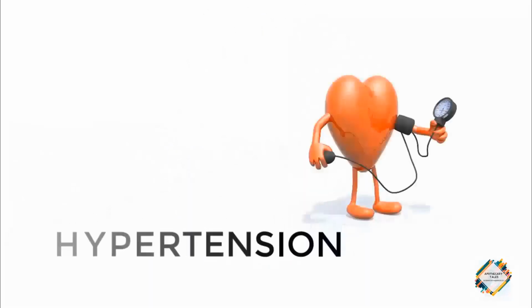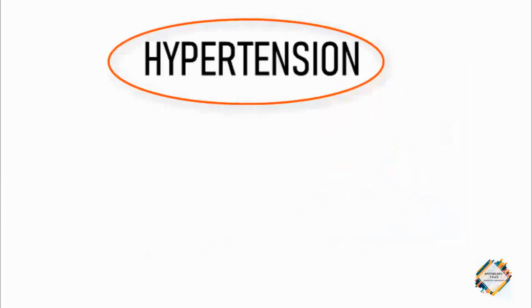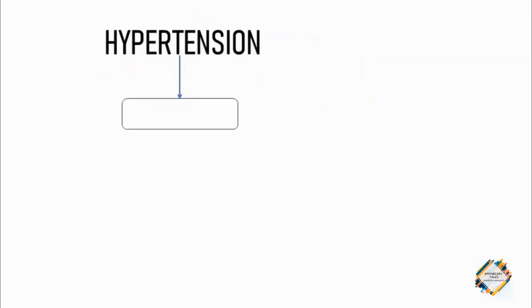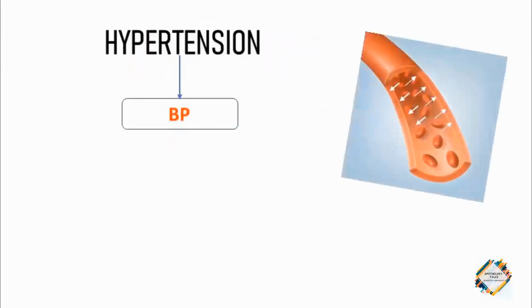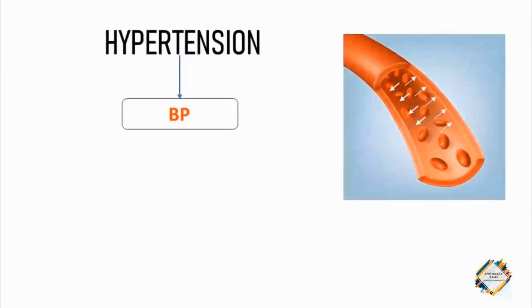Hey guys, today I'll be talking about hypertension, its risk factors, and the normal mechanisms present in our body to maintain the blood pressure. So, what is hypertension? We all know that it has something to do with the BP, the blood pressure. So, blood pressure is the pressure exerted by the circulating blood against the walls of the blood vessels.